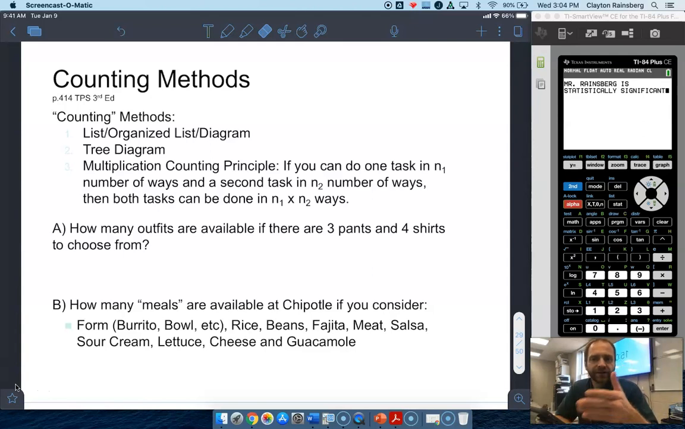We could create a list, an organized list, and that's what we did before, a diagram for the 36 possible outcomes. Nothing wrong with that. Unless you have a lot of outcomes. Then that takes way too much time. And it's the same with the tree diagram.